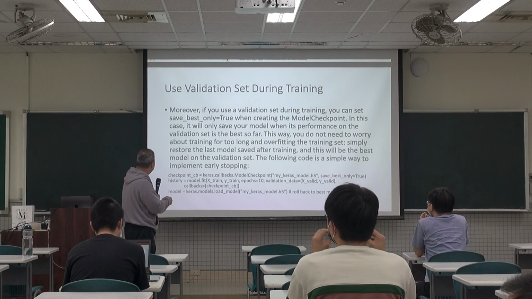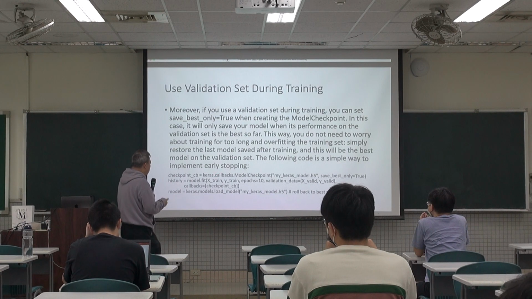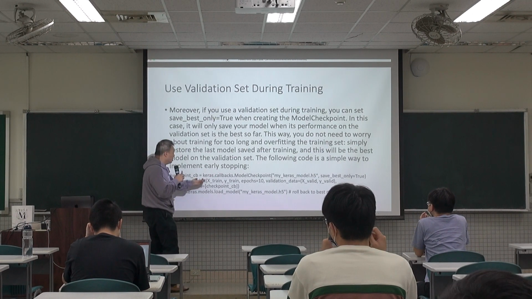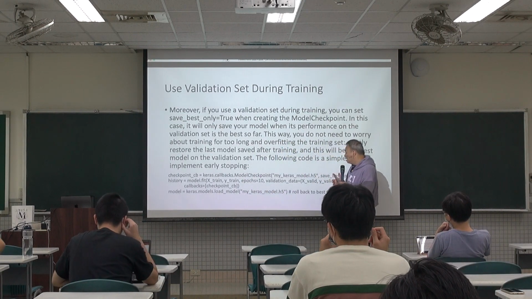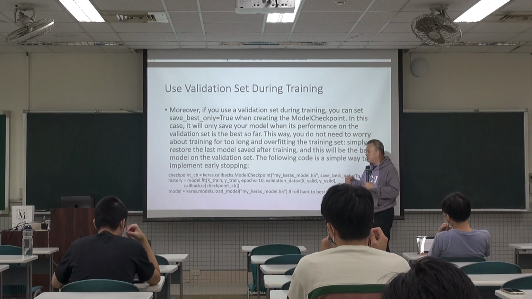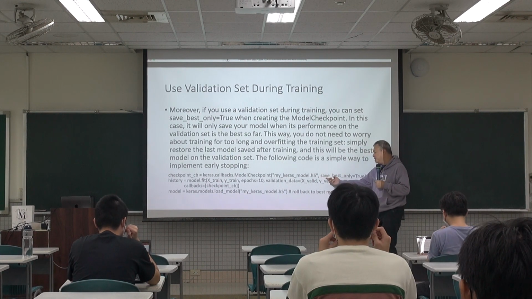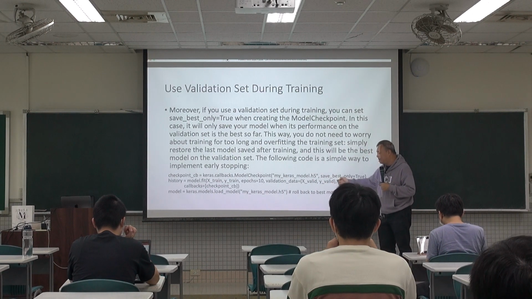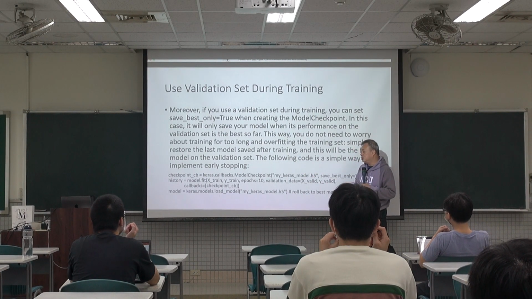So let me show you the example. First you create a checkpoint. CB is just an abbreviation for callback. This is actually an object, the ModelCheckpoint object, which is a callback object. You provide the name of the file that you want to save your intermediate result to, and you specify save_best_only to be true, so that it will save the best model that you have so far during the training.